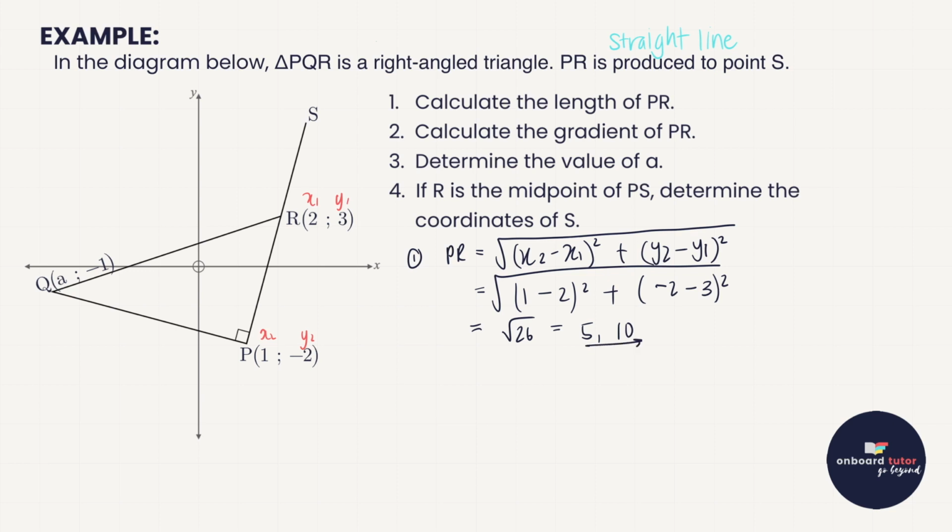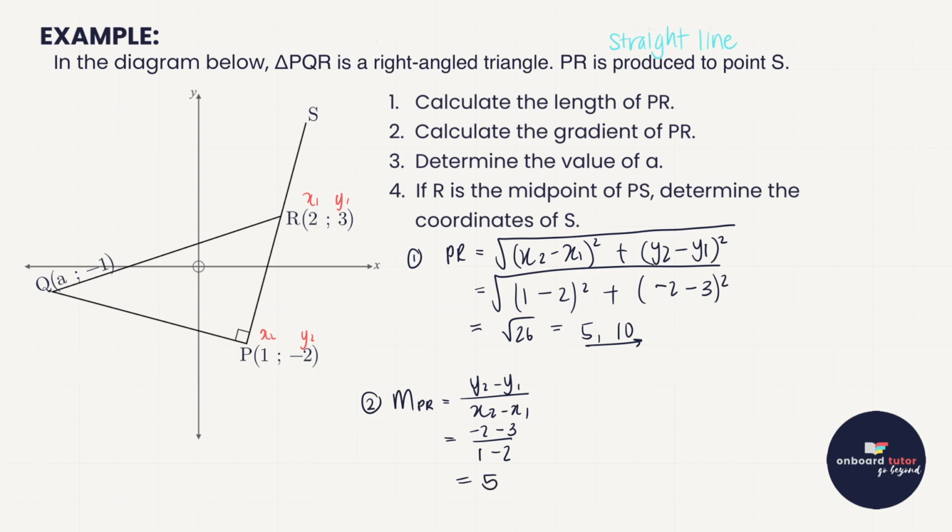Okay, the length of that little line segment. Now they want the gradient of PR. So question 2, gradient of PR is equal to, and we can use our gradient formula, y2 minus y1 over x2 minus x1, and we can calculate that. So y2 minus y1 is 2 minus 3 over 1 minus 2, and that gives us a gradient of 5.